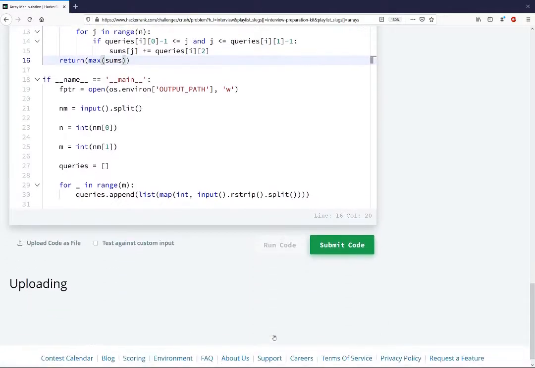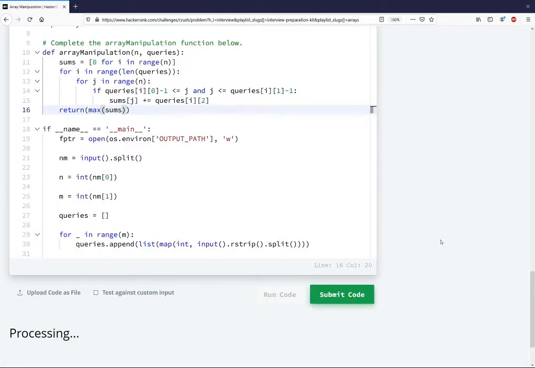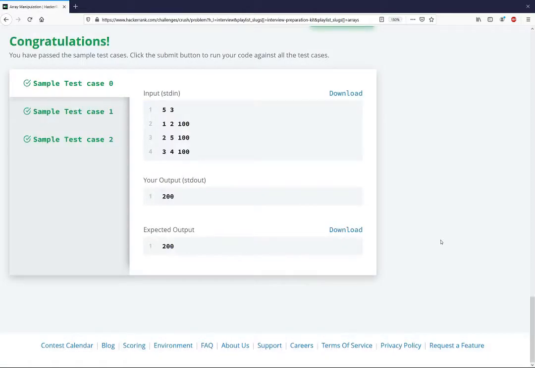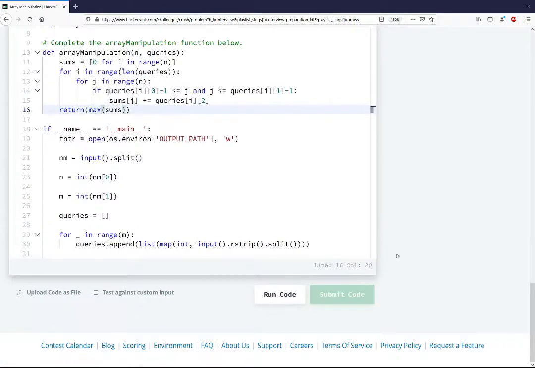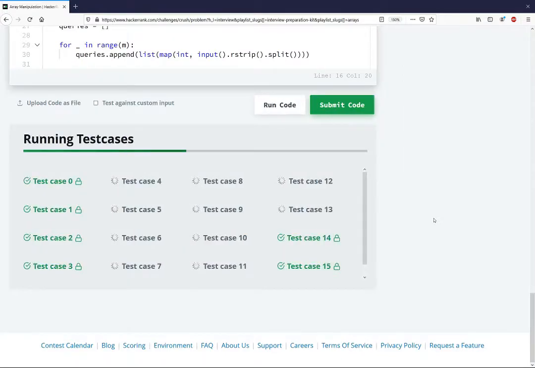So let's go ahead and run this and see what happens. Yeah, it looks good. It gives you the largest one. And so then let's try submitting this code and see what happens. All right, so it seems to be working.